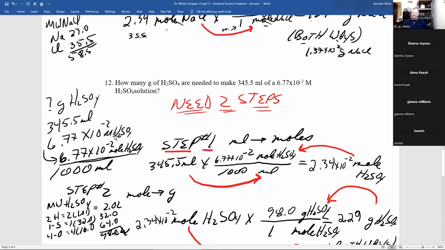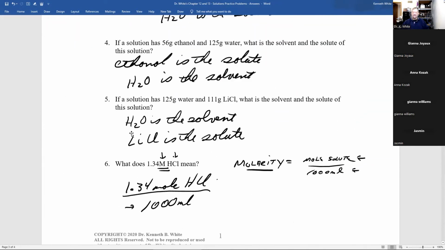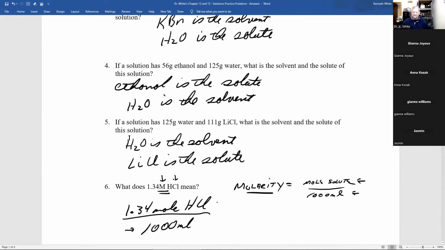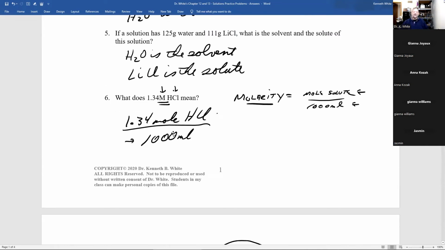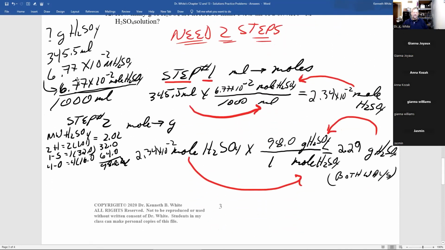And what is that capital M? That should ring a bell. Ding, ding, ding. Oh, sorry. But anyways, molarity, capital M, tells you moles of solute per 1,000 milliliters. Therefore, what does this mean? 6.77 times 10 to the minus 2 moles of sulfuric acid, H2SO4, per 1,000 milliliters.